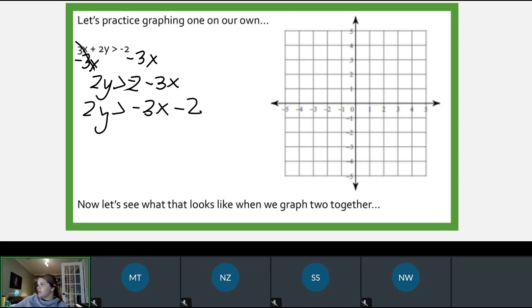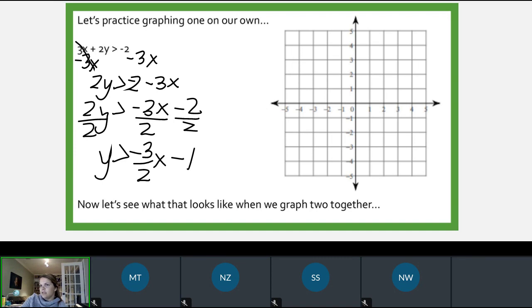Good, AJ, very good. Divide by 2. So I'm going to divide everything by 2 to get y by itself. So divide by 2, divide by 2, divide by 2. So I would get y is greater than negative 3 divided by 2 times x minus 1. So 2 divided by 2 is 1, and then I still have that negative sign there.